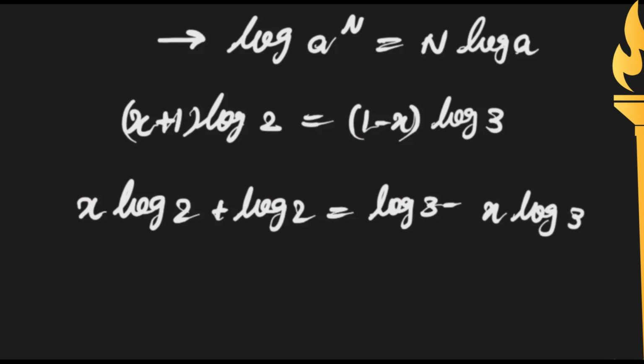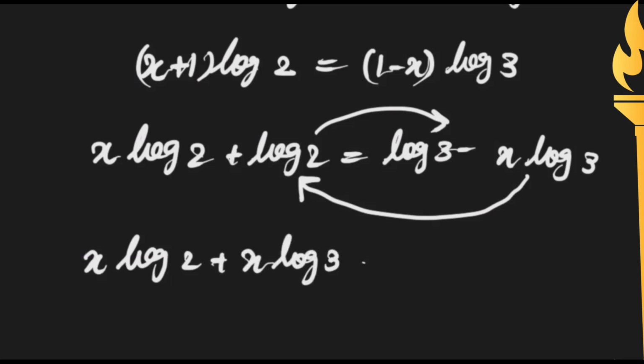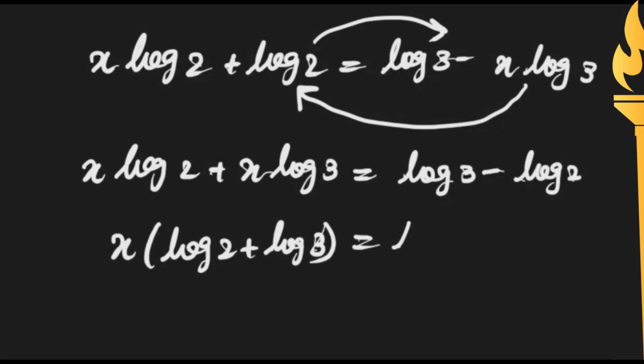If we bring x log 3 to the left hand side and log 2 to the right hand side, we would get x log 2 plus x log 3 is equal to log 3 minus log 2. So if we take x common here, x into log 2 plus log 3 is equal to log 3 minus log 2.